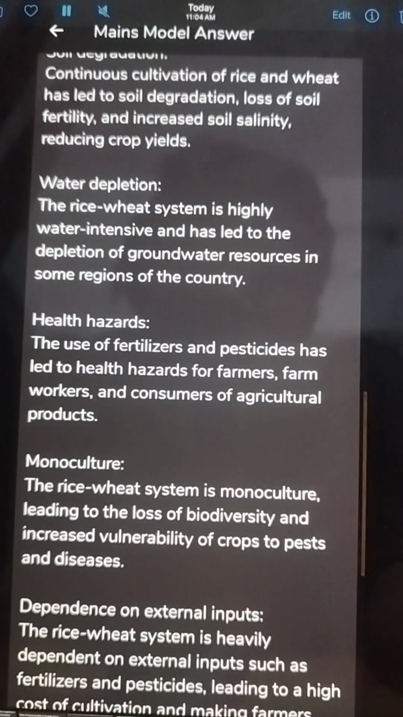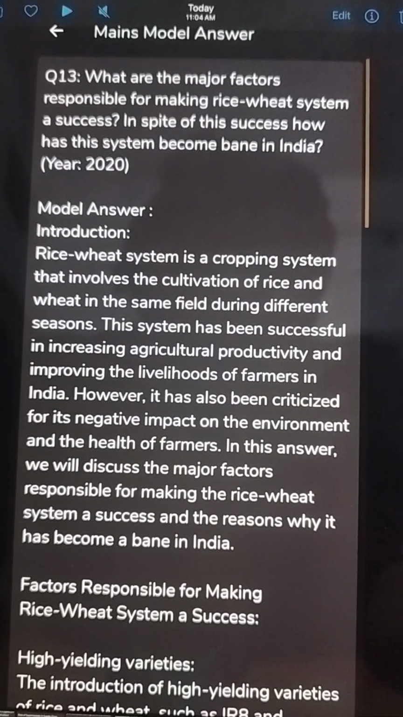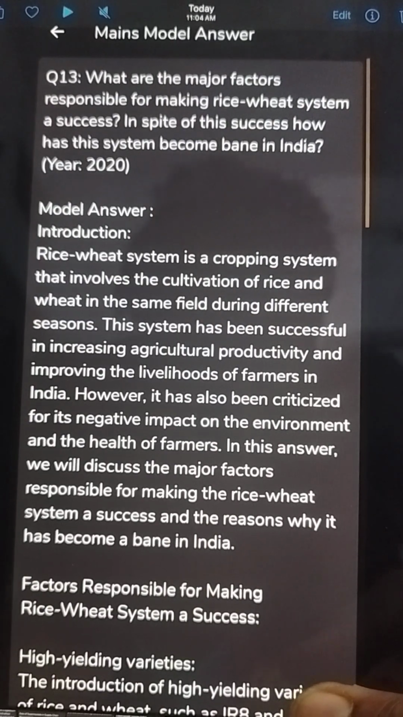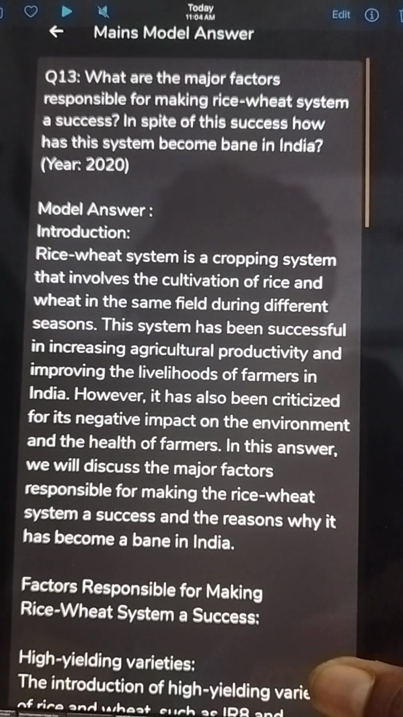Then comes the question: elaborate what are the major factors responsible for making rice wheat system a success. In spite of this success, how has this system become banned in India?